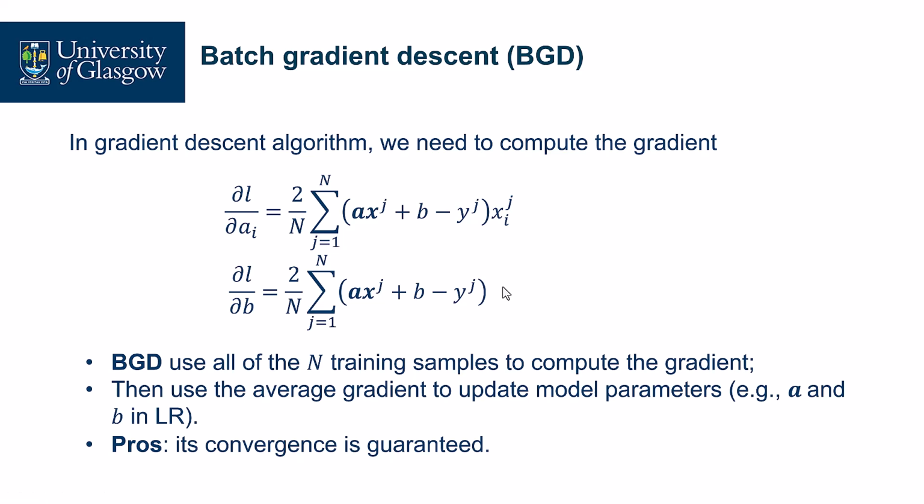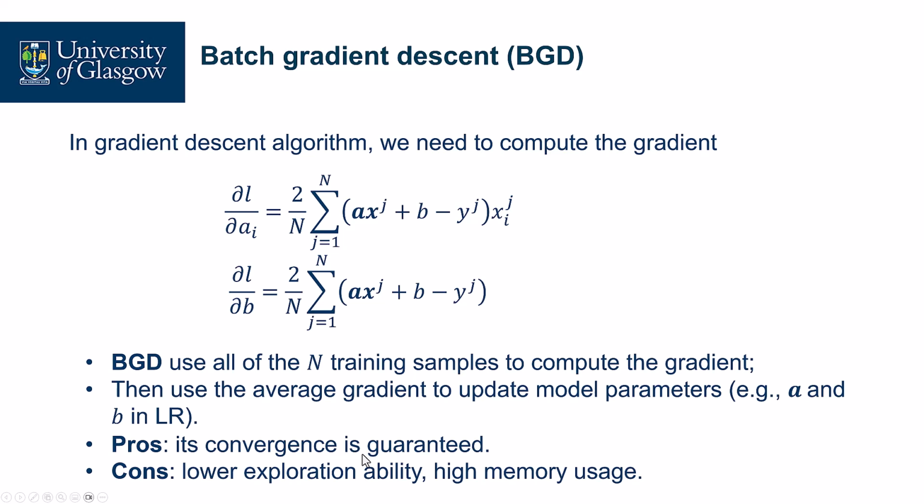So in this case, we want the algorithm to have a higher exploration ability, but batch gradient descent has lower exploration ability, and it also has high memory usage because I need to calculate all of the gradients of the samples and save them in memory. Then we can get the average. So when this n is large, this becomes a disadvantage.